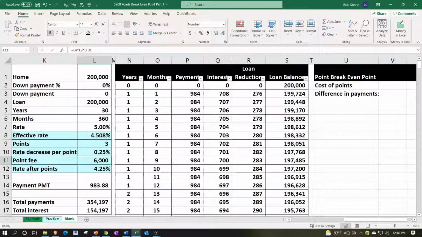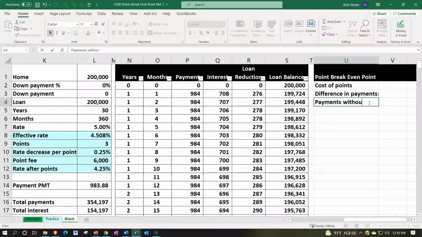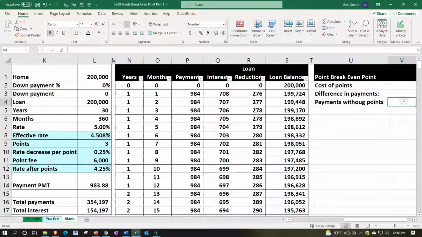they call it, instead of paying down the loan amount, putting more money down up front, it usually results in a bigger decrease in the payment amount, which is good if you're trying to budget your payment amount based on your income. So we're going to have the difference in the payments. So let's say the payments without points, which of course will be higher than the payments with points. So I'm going to put my cursor here. I'm going to say equals.